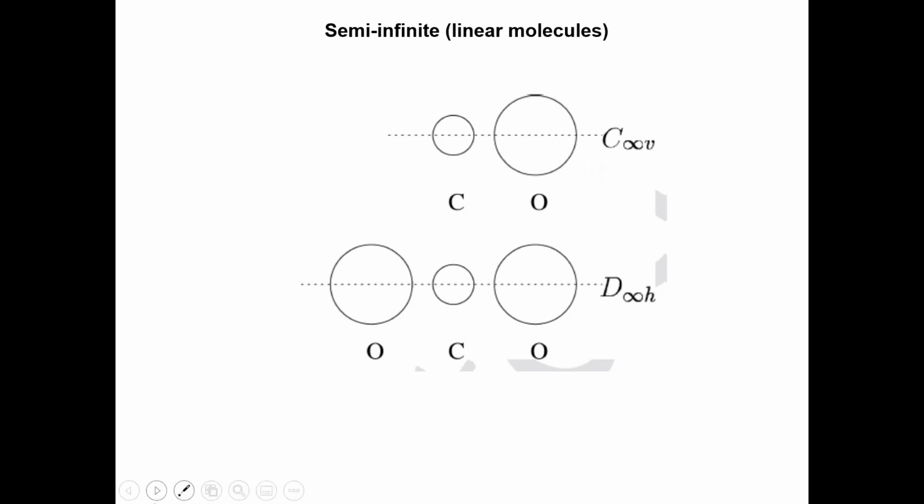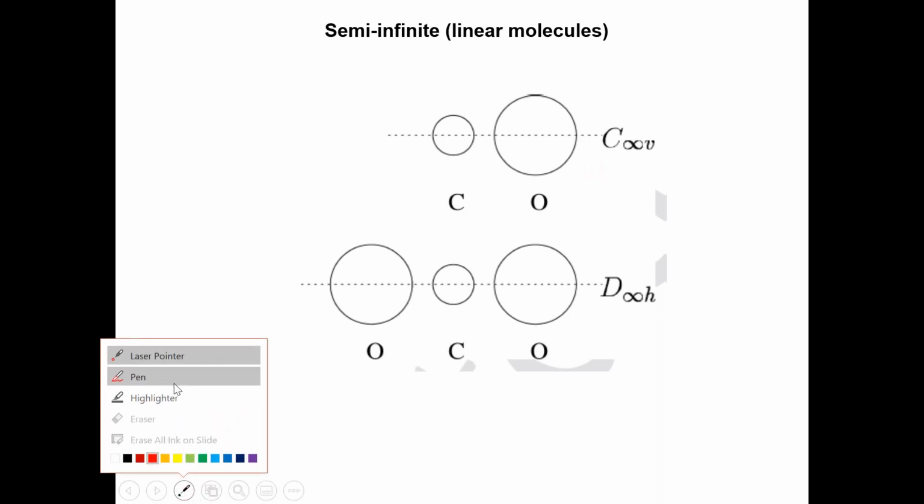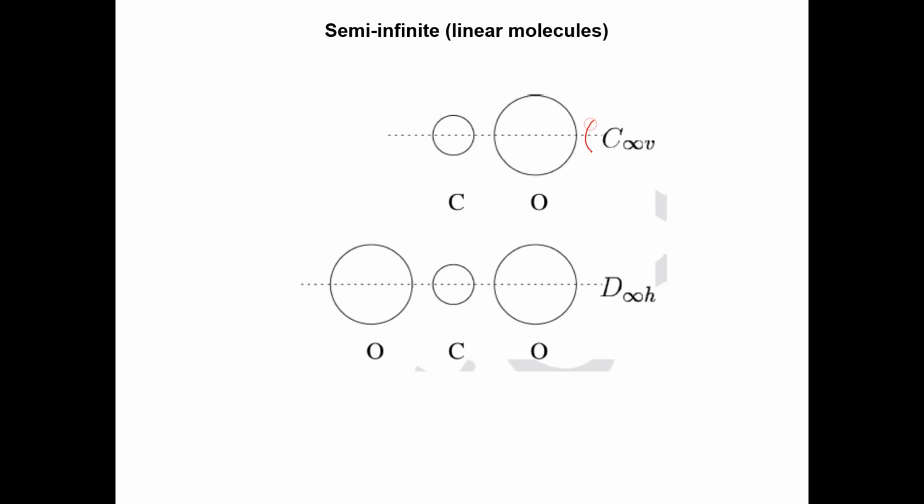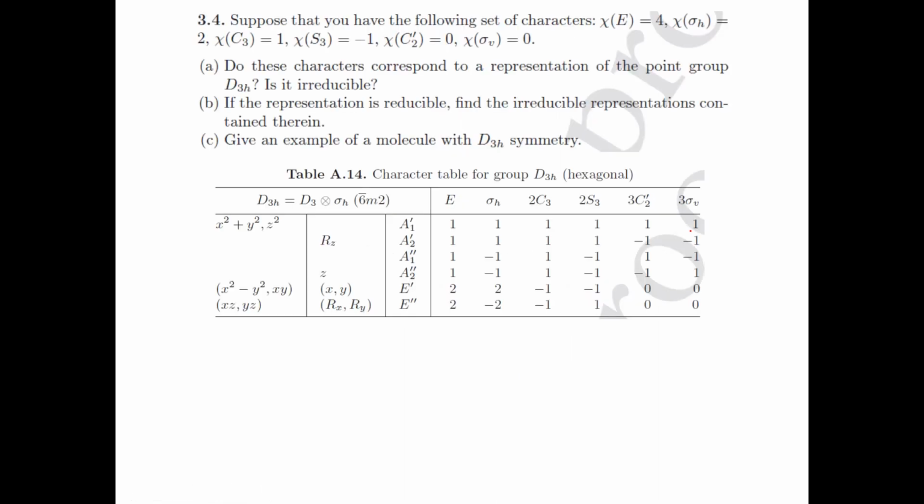You can rotate the molecule around this axis by any angle, and this will be a symmetry operation of the group, and that's why we call it a semi-infinite group. You have an infinite number of rotations about the main symmetry axis. We're going to work with those groups as well, so the character tables are also listed in the appendix. All right, to finish this lecture, let me do this problem 3.4 as another example.